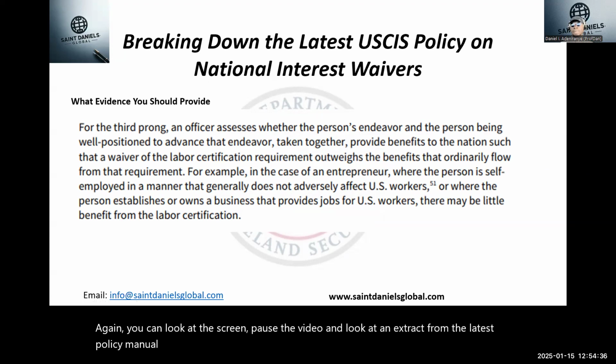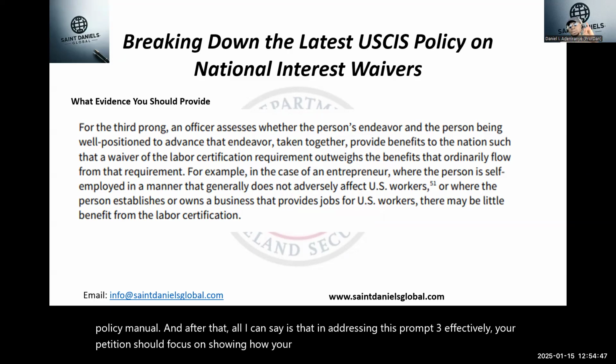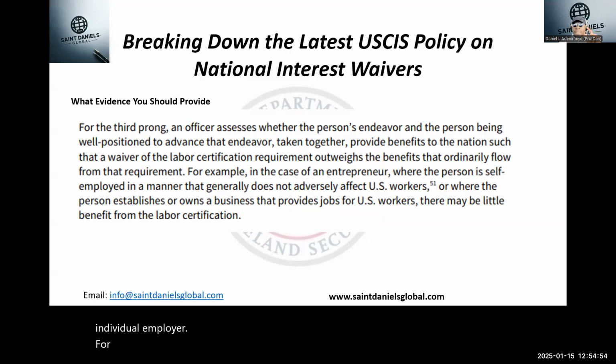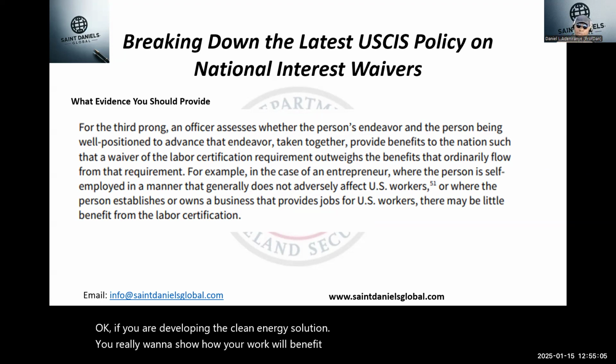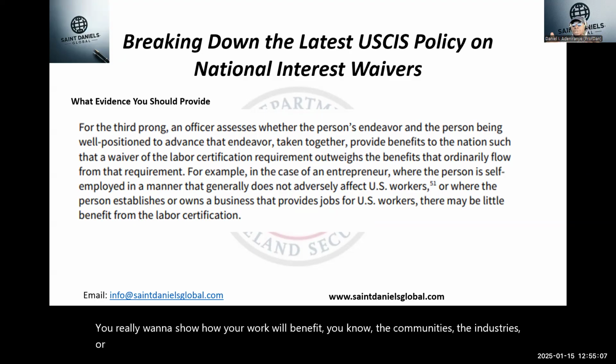And after that, all I can say is that in addressing this prong 3 effectively, your petition should focus on showing how your endeavor, one, has broader impacts beyond an individual employer. For example, if you are developing a clean energy solution, you really want to show how your work will benefit the communities, industries or sectors, rather than just one employer's bottom line. You really want to show the broader implication.